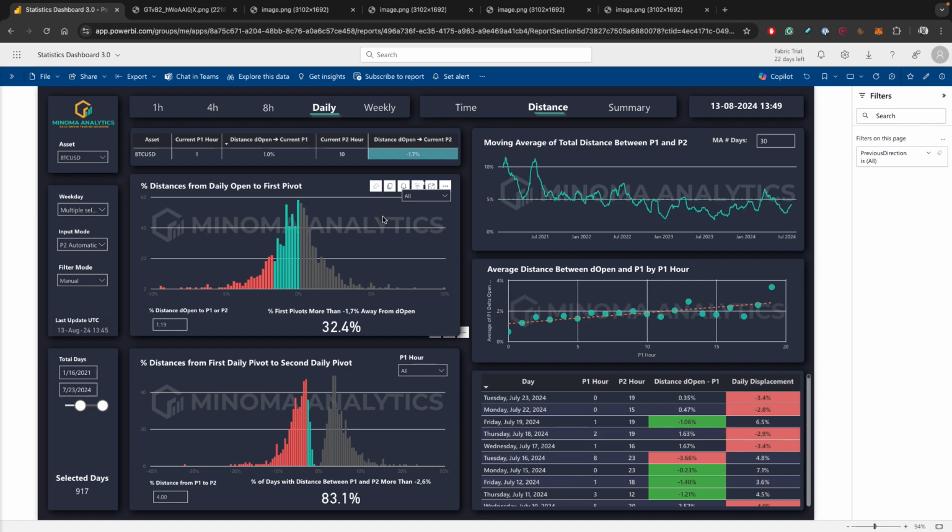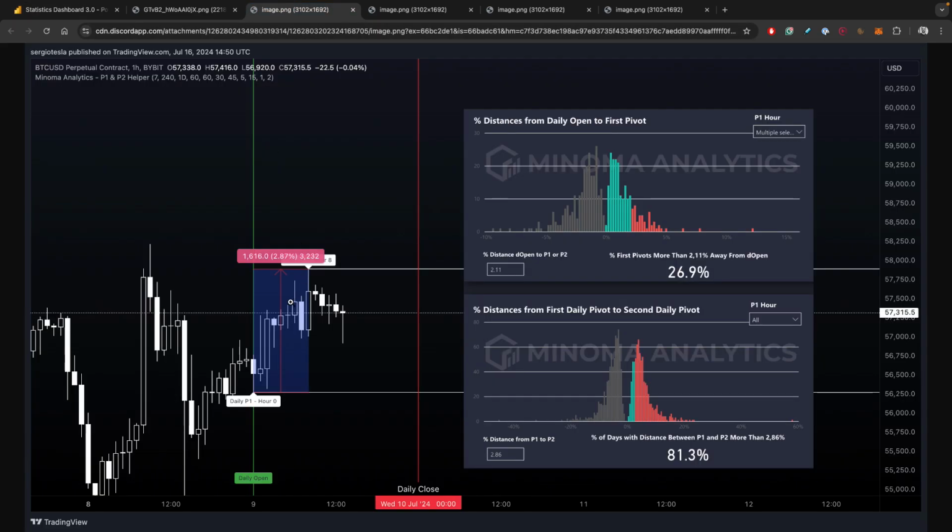Now we're going to use this. Let's look at some examples. What we see here, and I've prepared some because it's faster, is immediately how you can use it in combination. So 26.9% of pivots that get put in around this hour, right?